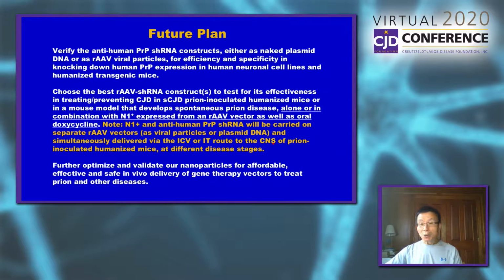And this is where we are at this point. We are planning to further test our shRNA constructs to show their specificity and effectiveness in neuronal cell lines and human mice. And once that's done, we're going to use the best shRNA construct to treat our human mice, either alone or in combination with the N1 plus construct and the oral doxycycline. And we're also going to try to further optimize and validate our nanoparticles so that we'll be able to achieve affordable, safe, and effective in vivo gene delivery to patients affected by either prion or potentially other diseases like Alzheimer's disease.